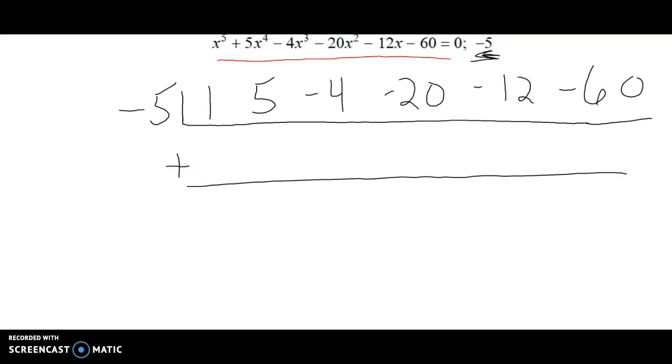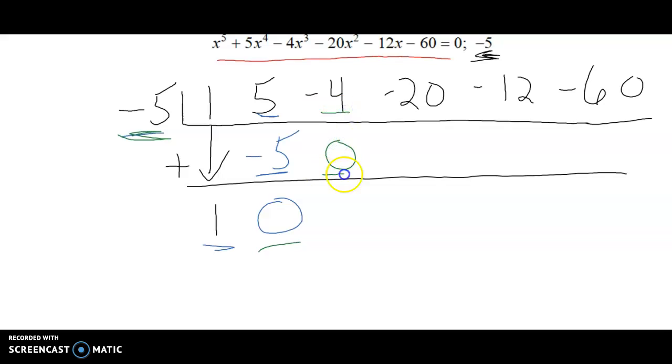Here's how the algorithm works. Bring down the first term. Now you take your root and multiply it by that down there. So -5 times 1 is -5. That goes right there. And then you follow that same process again. So now I take 5 plus -5, that's 0. And then I go root times 0. Well, -5 times 0 is 0. That goes there. And now I take -4 plus 0, -4.